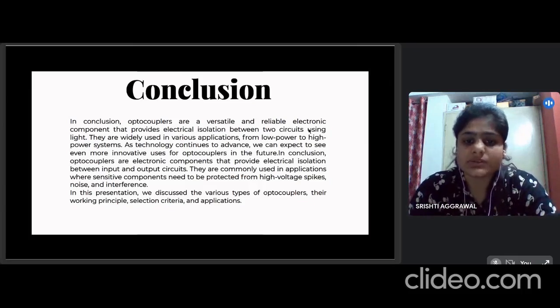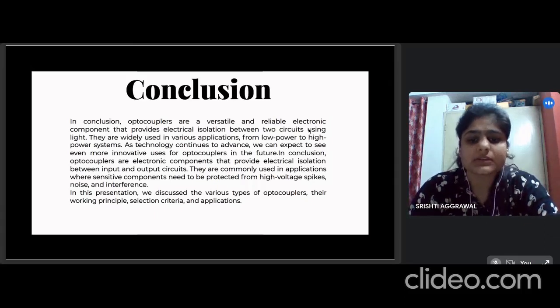They are widely used in applications from low power to high power systems. Also, in this presentation, I discussed the various types of optocouplers, their working principles, their selection criteria, and various applications and advantages.